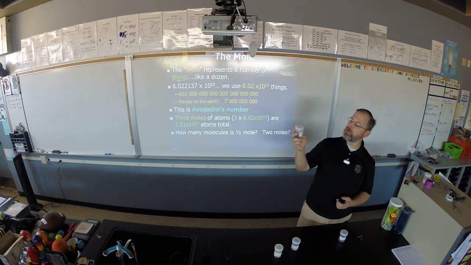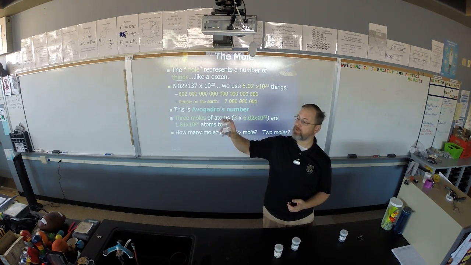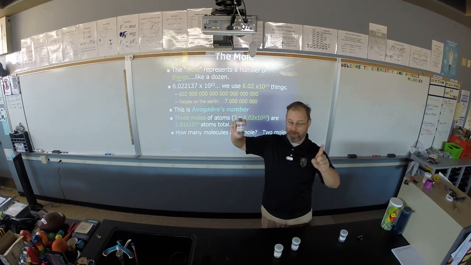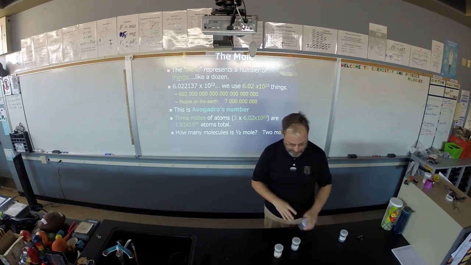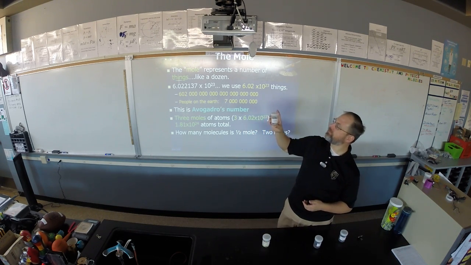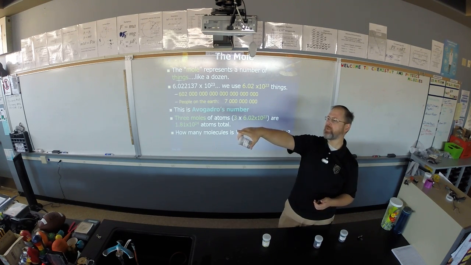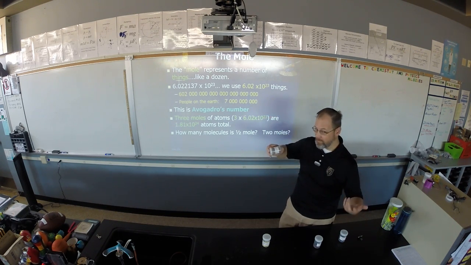Copper has a molar mass of 63.5 grams per mole. There's 63.5 grams of copper in here. How many moles are in here? 1. How many atoms are in here? 6 times 10 to the 23rd. See how that works? Same thing with tin and sulfur. I have 118.71 grams of tin in this container. And if you look at tin, it has a mass of 118.71 grams. I have, in this container, 1 mole. Make sense?